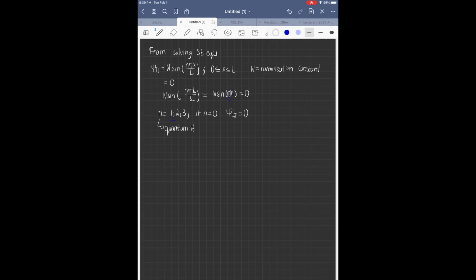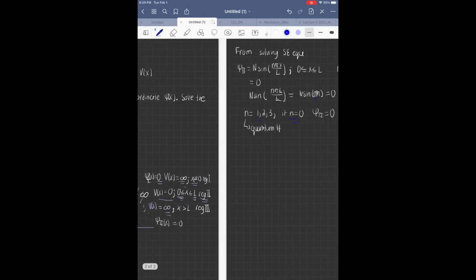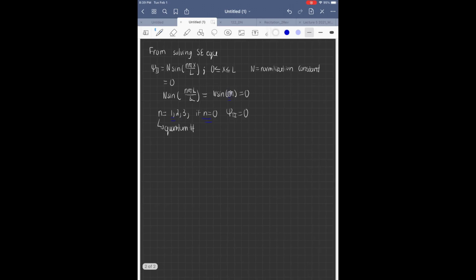So the particle could exist in different quantum numbers. For one system, it can be n equals 1. For another, it could be n equals 2, and so on. It can't be n equals 0, because if n equals 0, then the wave function inside would be 0, and that's not possible because the particle is in the box.